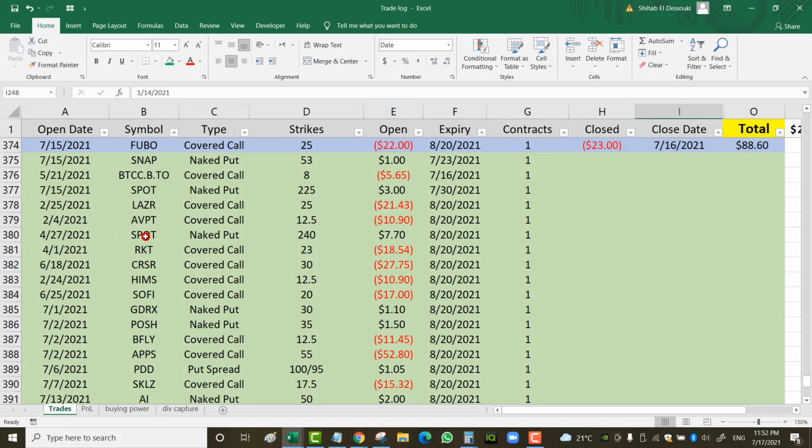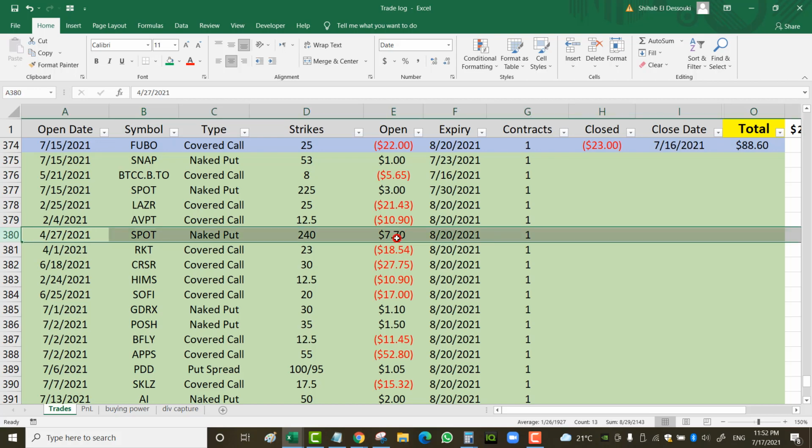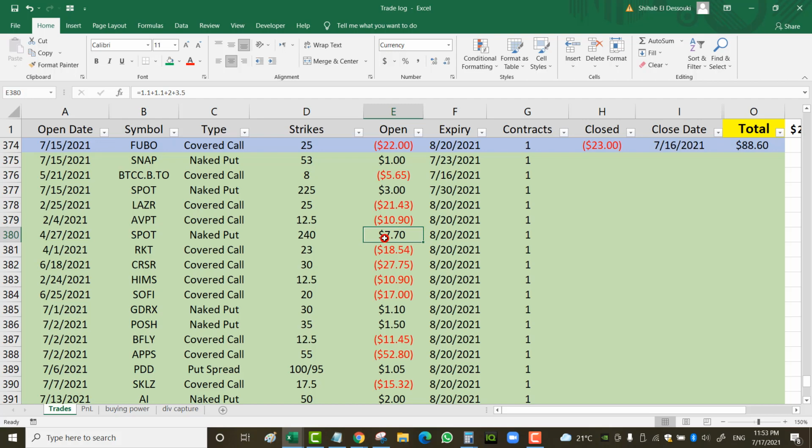These trades are actually Spotify, this trade here. So this trade here that I collected $7.70 on, I had a chance to close it for $4.50 in June. I didn't take it because I wanted the full $7. And now I regret it because now this put option is trading for $10. So I definitely should have taken that profit.